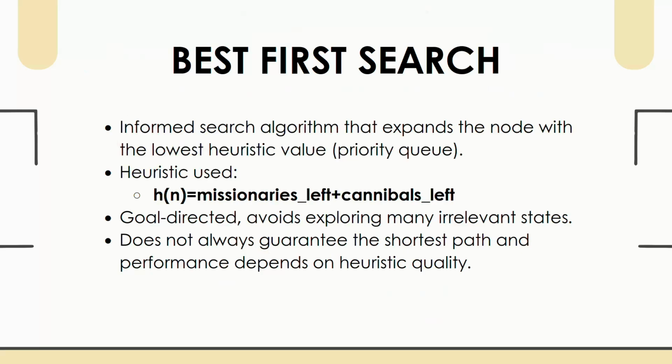So the first algorithm that we use is the best first search algorithm. It is an informed search algorithm that expands the node with the lowest heuristic value. And the heuristic being used is the missionaries left plus the cannibals left. It's a goal-directed search. It avoids exploring many irrelevant states, but it does not always guarantee the shortest path, and performance depends on the heuristic quality.